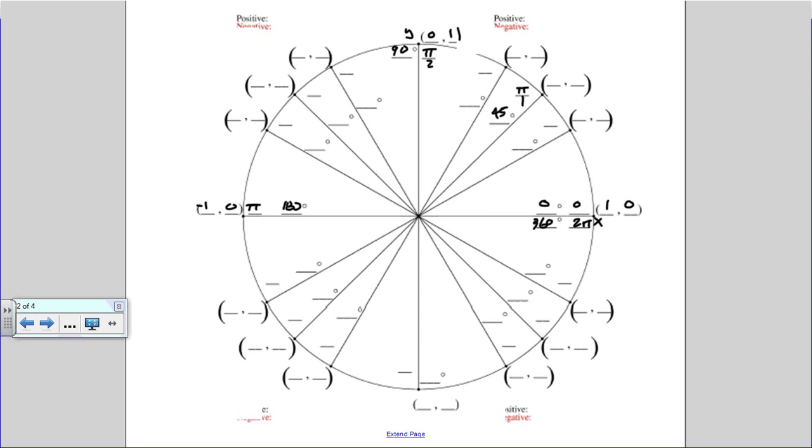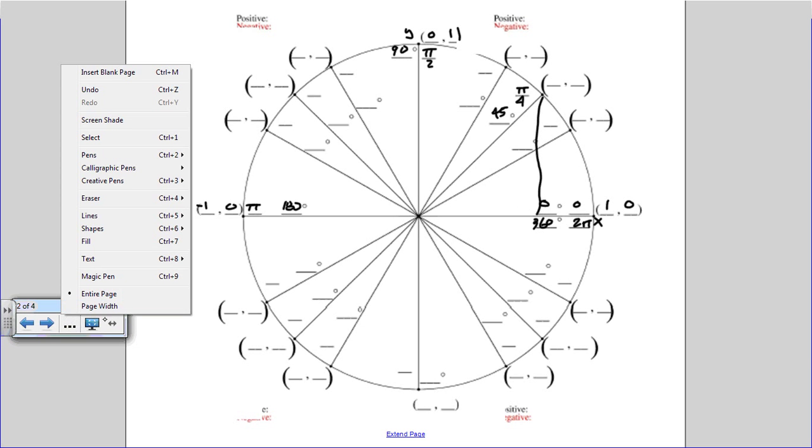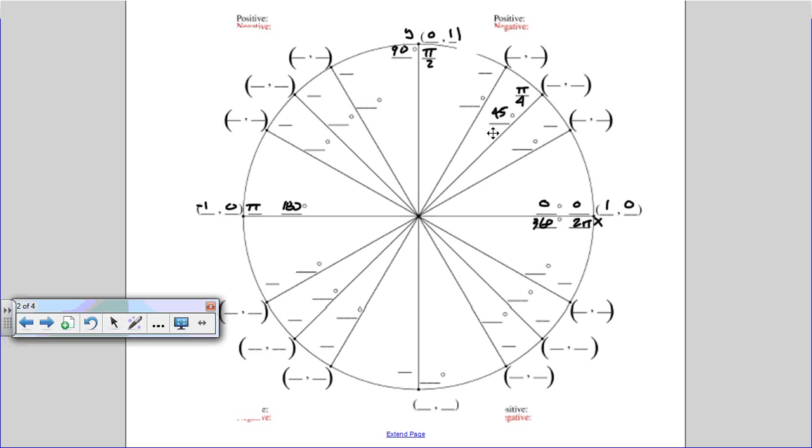Now, if I take this and divide it by 2, I get 45 degrees, and I get pi over 4 radians. Now, we know by our special right triangles that if I have a 45-45-90 triangle, this distance and this distance are the same. Sorry, I need to backtrack. So this x value and this y value are going to be the same, and that's the square root of 2 over 2 and the square root of 2 over 2.